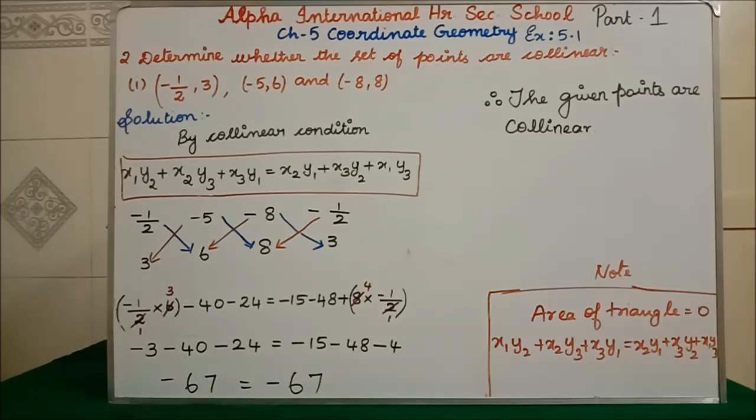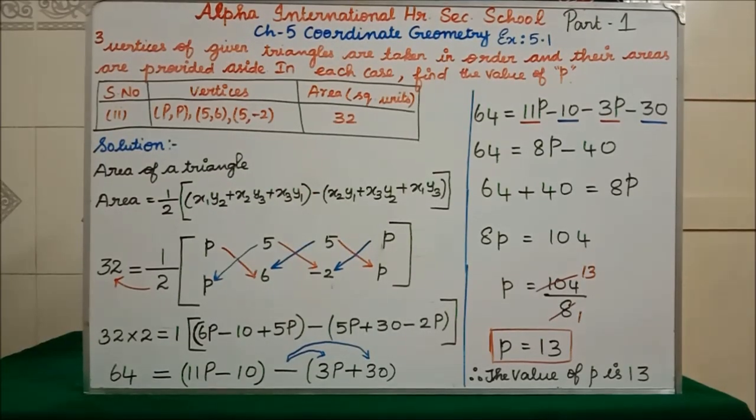Now we will see the third question. Next we are going to see the third question. Vertices of a given triangle are taken in order and their areas are provided aside. In each case find the value of p. So in the third question they have given two subdivisions. I am going to do the second subdivision. You are going to try the first subdivision.